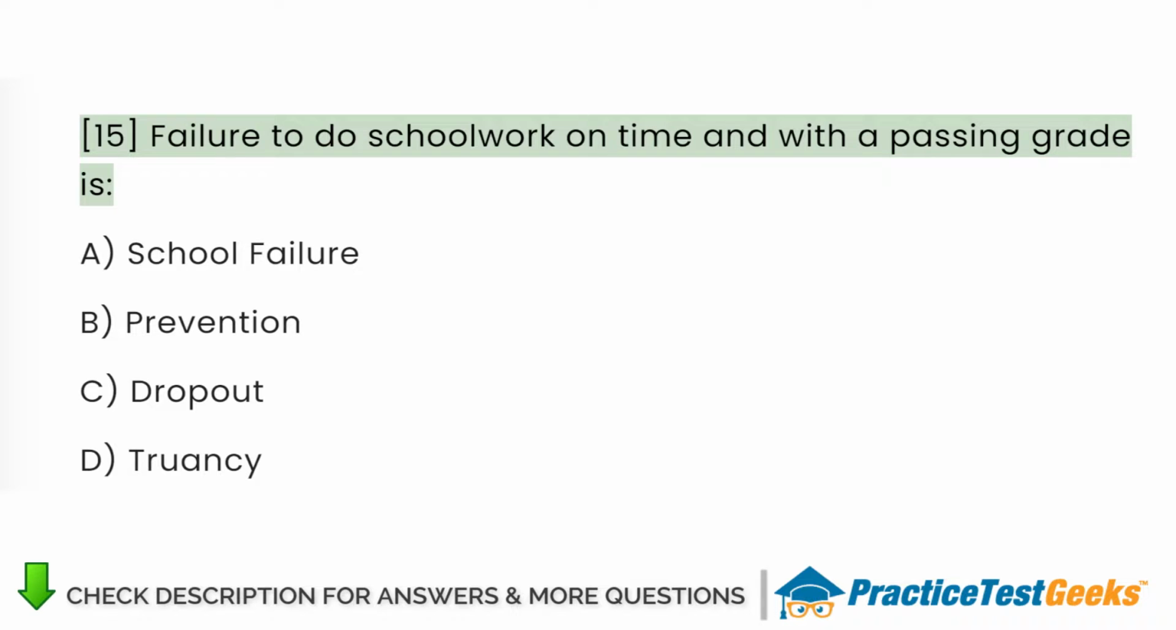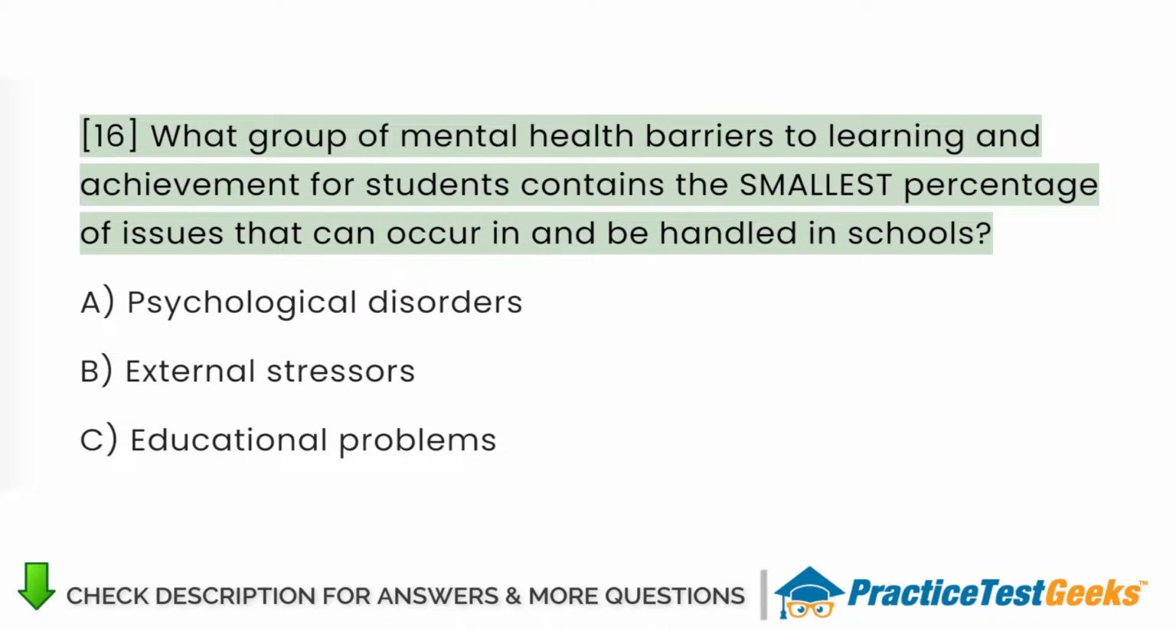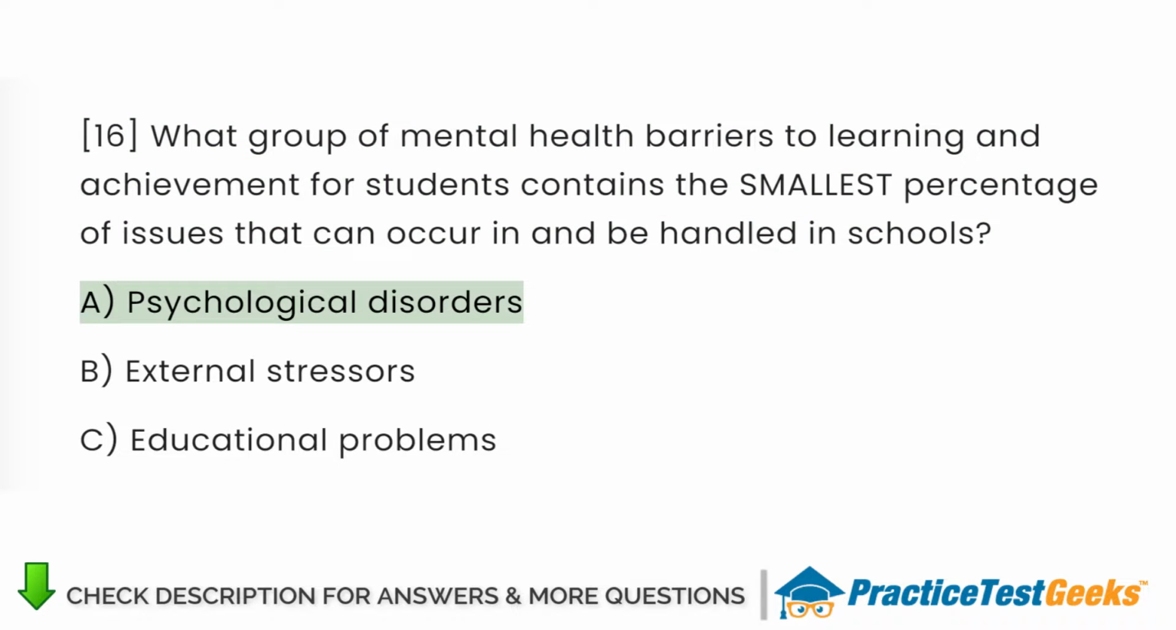Failure to do schoolwork on time and with a passing grade is A. School failure. B. Prevention. C. Dropout. D. Truancy. What group of mental health barriers to learning and achievement for students contains the smallest percentage of issues that can occur in and be handled in schools? A. Psychological disorders. B. External stressors. C. Educational problems.